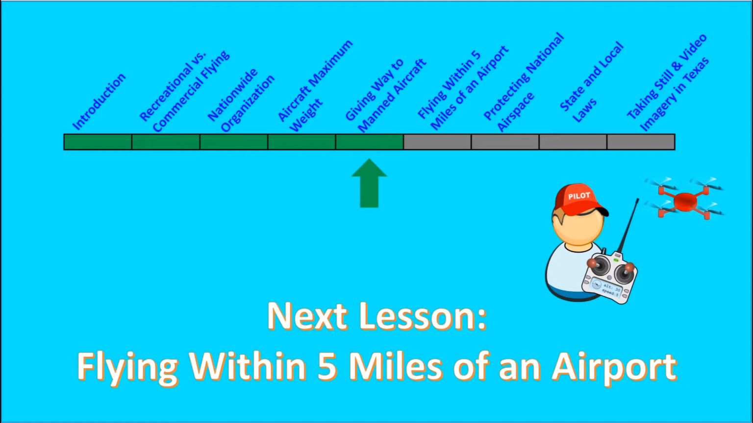Our next lesson gets into paragraph E, where we'll look at flying within 5 statute miles of an airport.